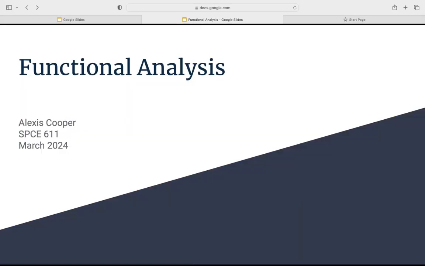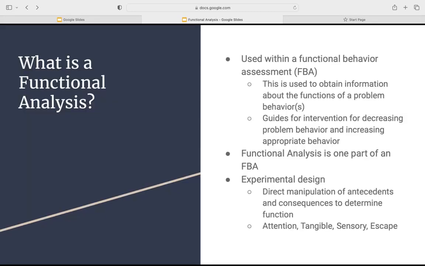Today, we are going to go over what a functional analysis is, why we use them as BCBAs, and how to conduct one. First off, functional analyses are different from functional behavior assessments, which are an entirety of a report done in order to gain information about the function of a particular behavior, which can include interviews, scatterplot data, ABC data, and more. Functional analyses are just one component of the FBA in order to give more information about the hypothesized function of a target behavior.